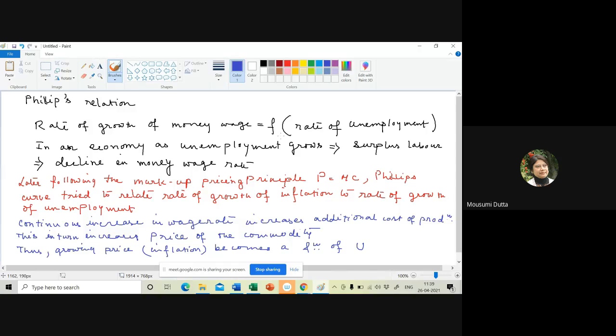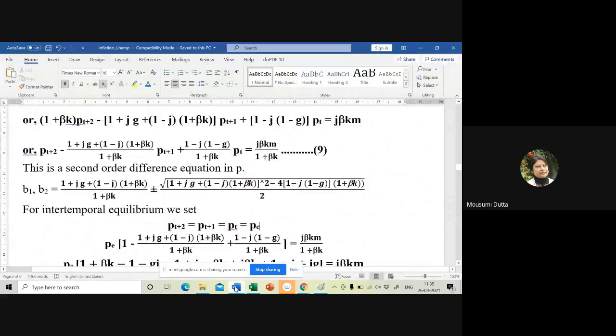Okay, so continuous increase in wage rate increases additional cost of production. This in turn increases price of the commodity. And therefore, as there is a positive relationship between inflation rate and money wage rate, if instead of money wage rate in the first equation we bring inflation rate, this will give the same inverse relation between inflation and unemployment. So this is our starting point.